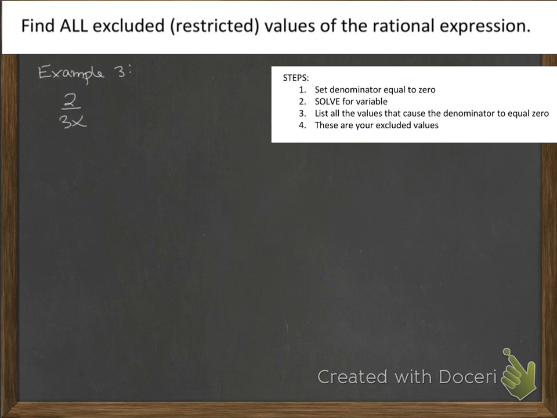Okay, so this is getting a little bit boring, so let's go to example 3. Finally, at long last, we actually have a variable in the denominator. Okay, so we're going to set 3x equal to 0, and then we're going to solve for x. So we divide both sides by 3, and we get x is equal to 0. And what we're really saying is that x can never be equal to 0. Right? Because if x equals 0, what do we get? Well, we get 2 over 3 times 0, or 2 over 0.